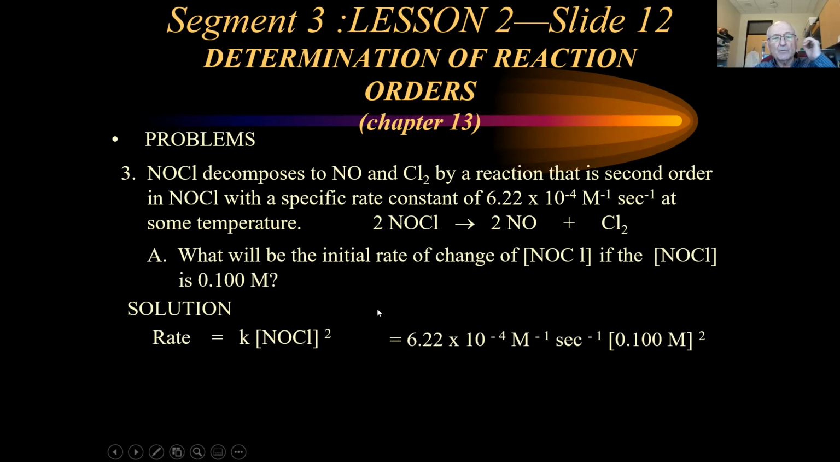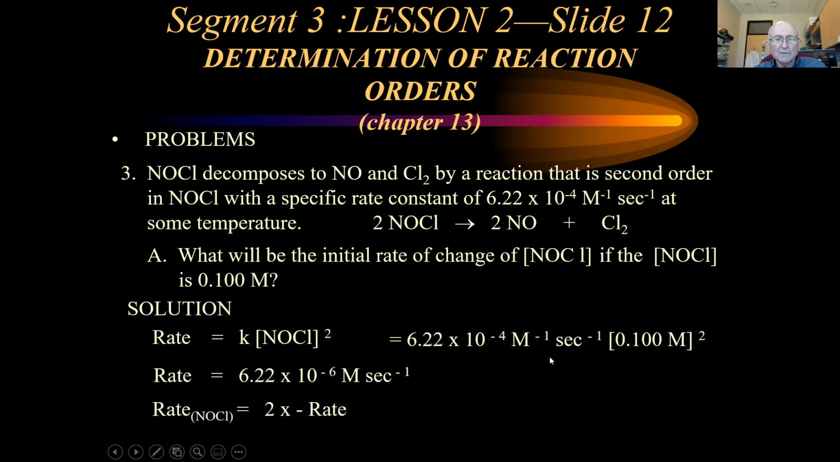But we can still work the same kind of problems in the second order equation, just use second order data. The rate is some constant times concentration to the second power. That was told us in the beginning, it's second order. And that's going to be equal to this constant times the concentration squared. So if I want the rate, all I got to do is plug that in.